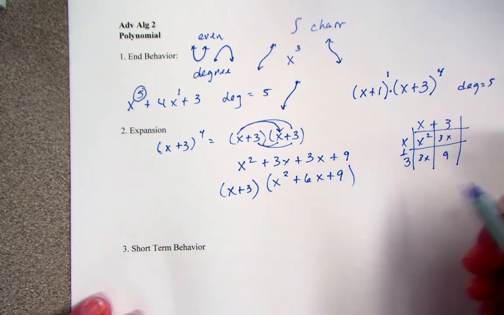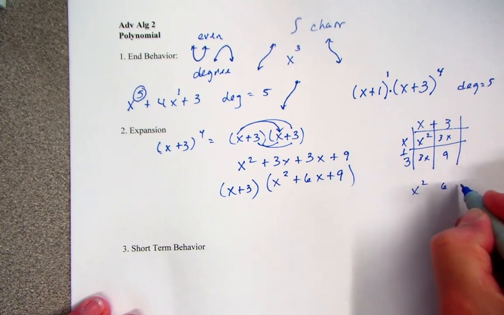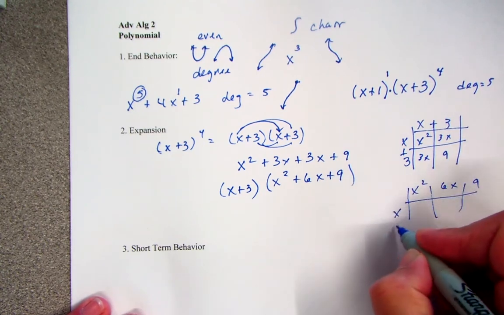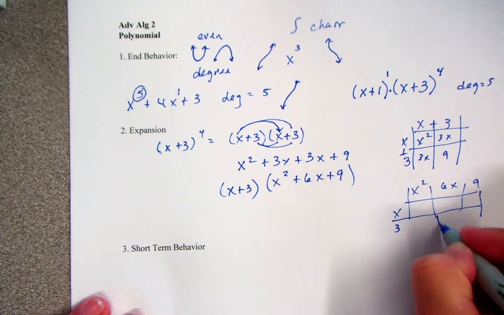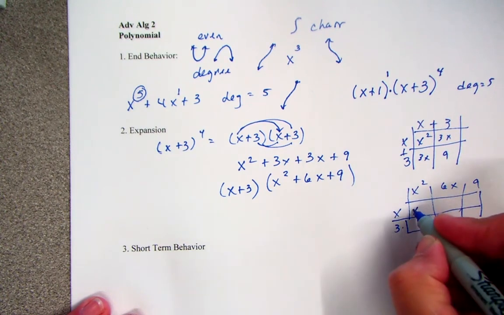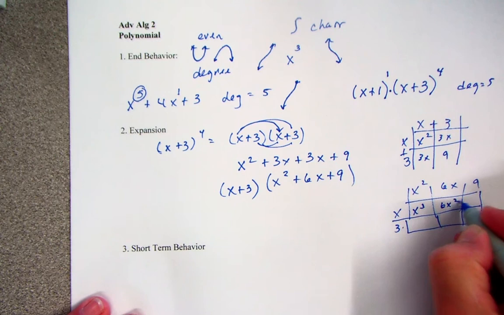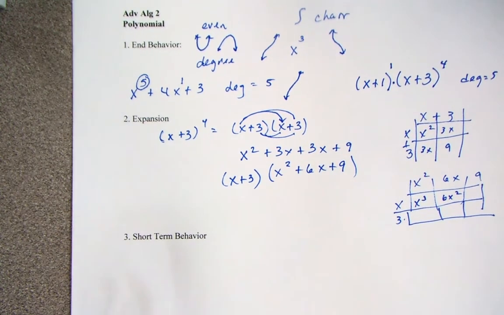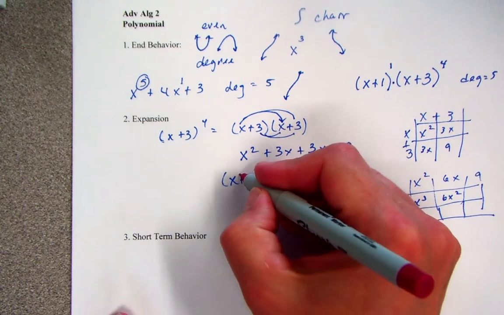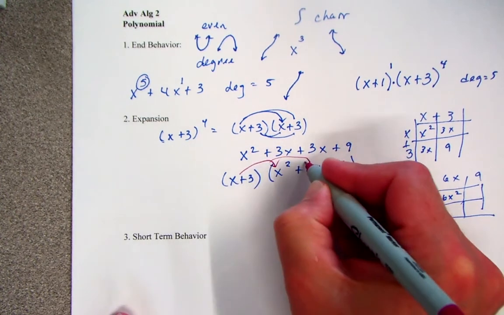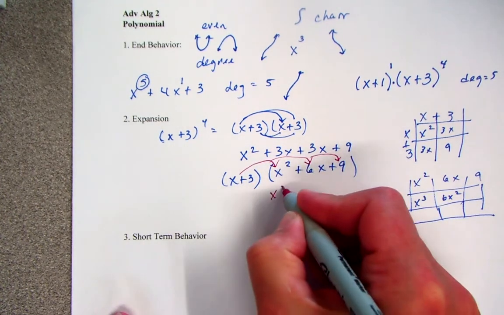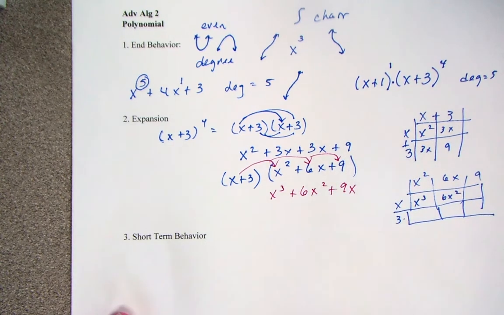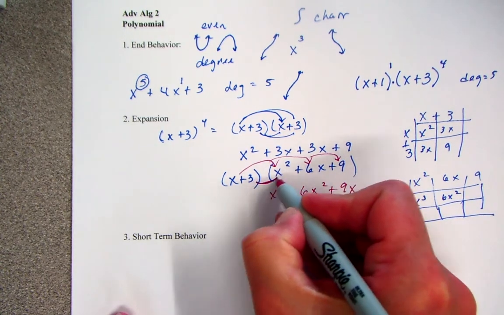Well, if I had a box method, I would have the 3 pieces across the top and the 2 pieces down the side, and then I would fill in each one of these boxes here, and that would find it for me. I personally like to use the distributive property. So what I'm going to do now is distribute this x to all 3 of these, and I get x cubed plus 6x squared plus 9x. Now I must work on the 3 and do the same thing.